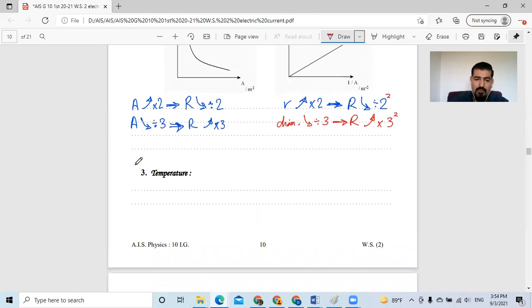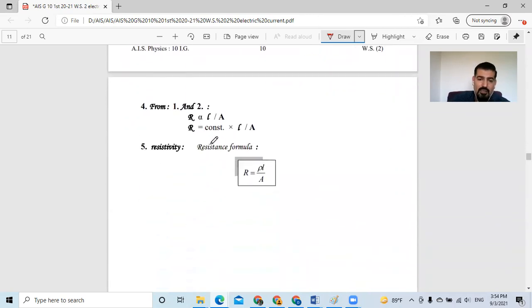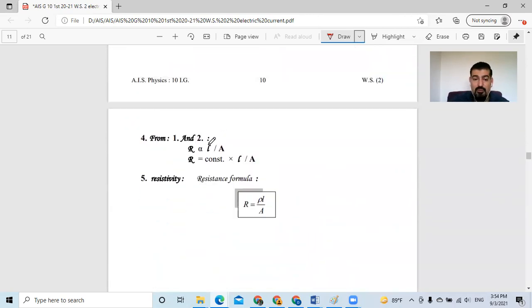The third factor is the temperature. As we said, it's not included in detail in our syllabus, but generally for metals, as temperature increases, the resistance what? Increases. For non-metals and semiconductors, as the temperature increases, the resistance decreases. Now, there is a relationship, but it is not included in our syllabus.